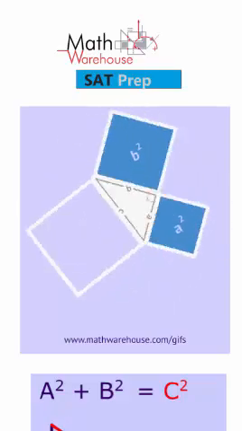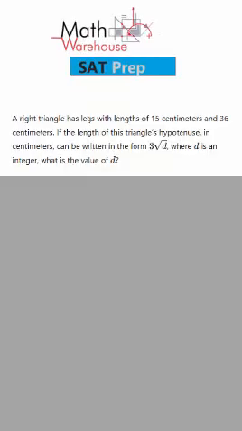But enough of that, let's just get to the brass tacks and the question. Let's look at the question. A right triangle has legs with lengths of 15 centimeters and 36 centimeters. If the length of this triangle's hypotenuse in centimeters can be written in the form 3 square root of d, where d is an integer, what is the value of d?